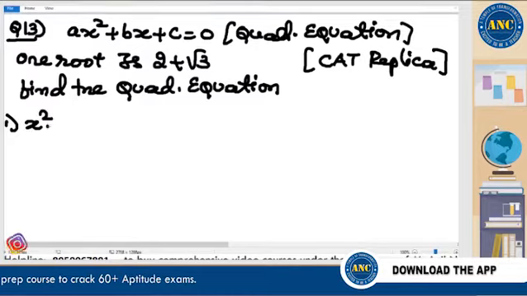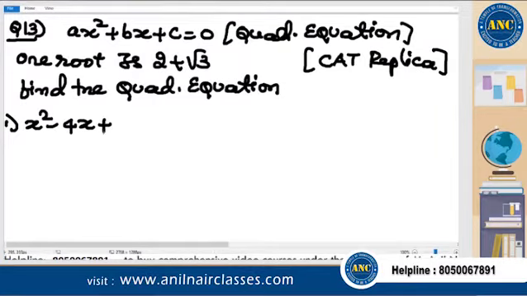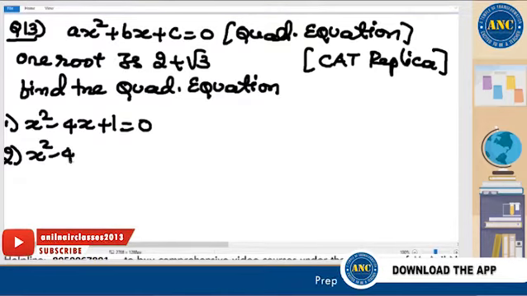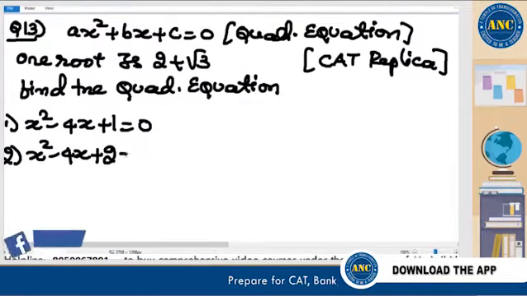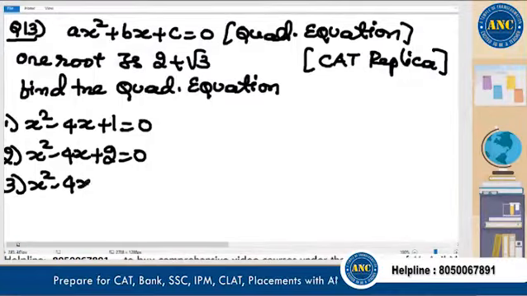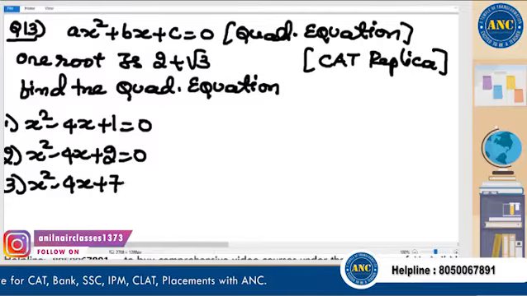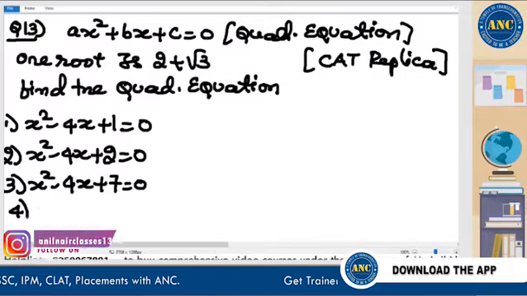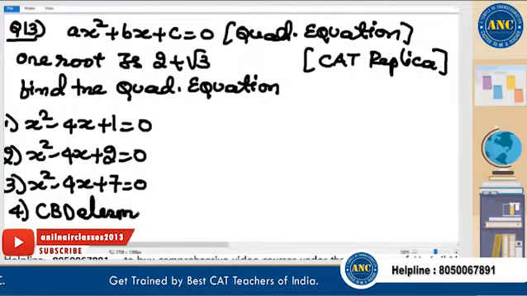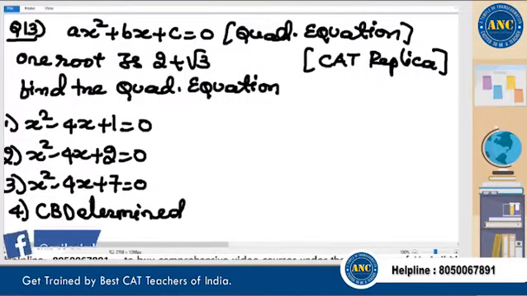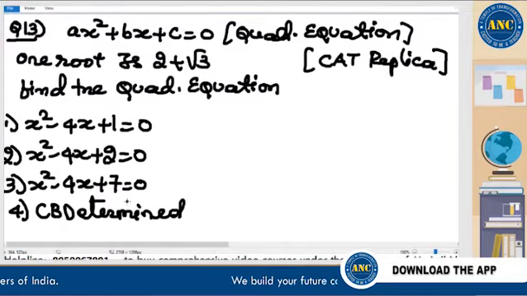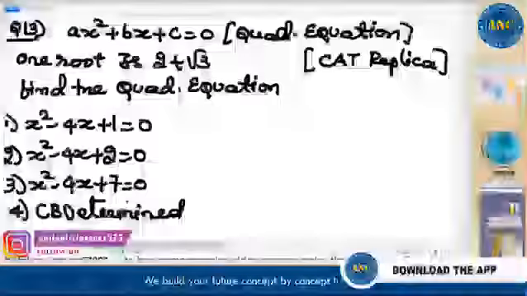First one, x square minus 4x plus 1 equivalent to 0. Second one, x square minus 4x plus 2 equivalent to 0. Third one, x square minus 4x plus 7 equivalent to 0. Fourth one, cannot be determined. ax square plus bx plus c equals 0, one root is 2 plus root 3, find the quadratic equation, right?